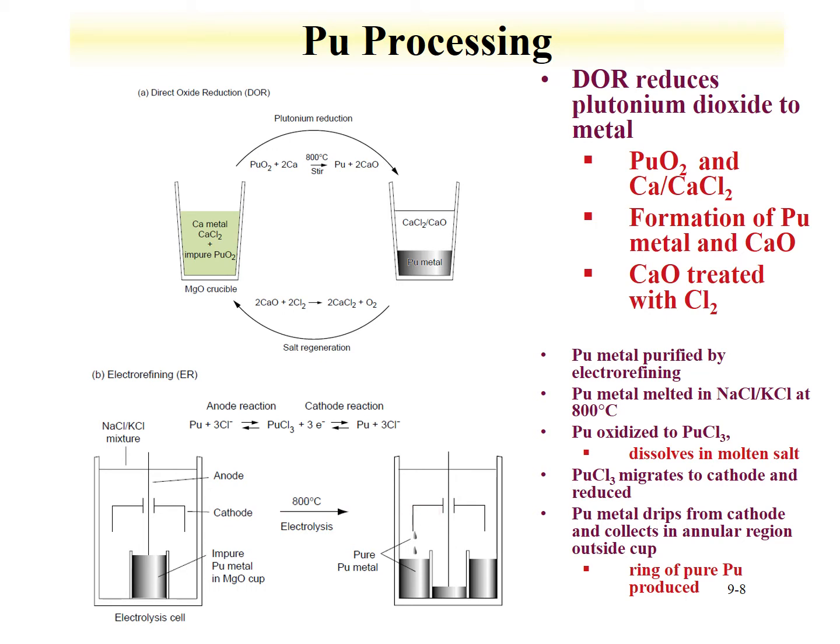Since it's at temperatures above the melting point, it melts off the cathode into a collection area, and this can be used to produce a ring of pure plutonium metal. Again, this separation process is similar to what can be done for uranium from the oxide.